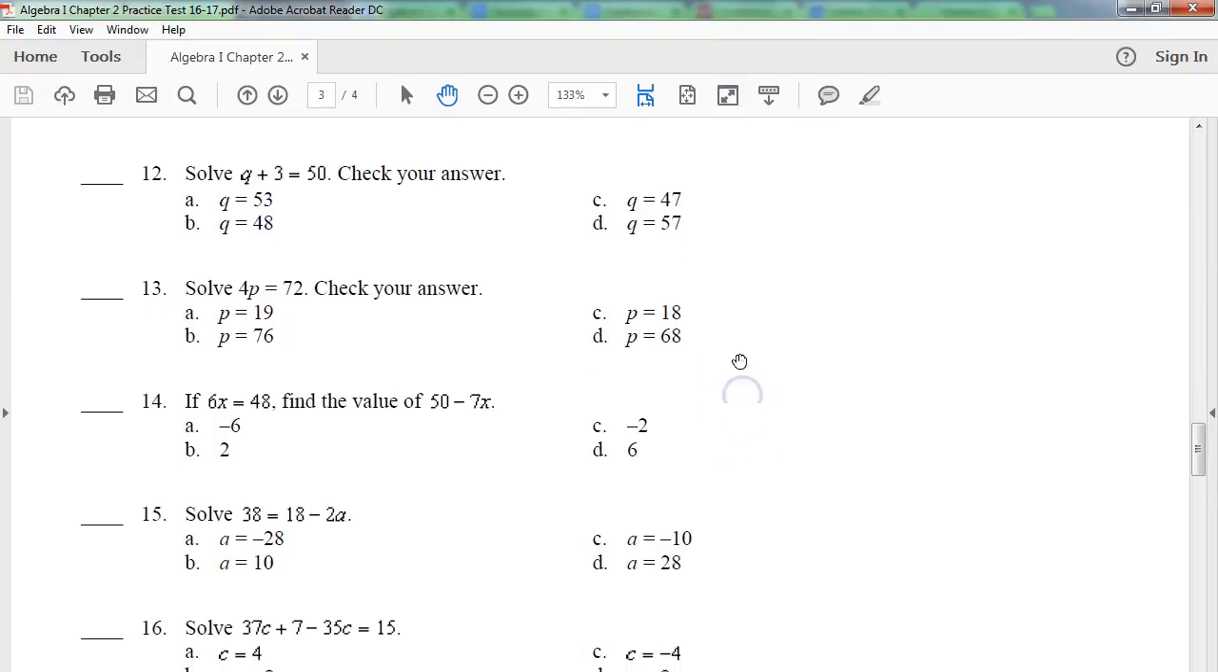Number 12 says to solve q plus 3 equals 50 and check your answer. So if we have q plus 3 equals 50, we need to isolate q. If we think to ourselves, what is being done to q, we're going to need to subtract this plus 3 from both sides. That'll cancel that out. We have q equals 47, so 12 is C.